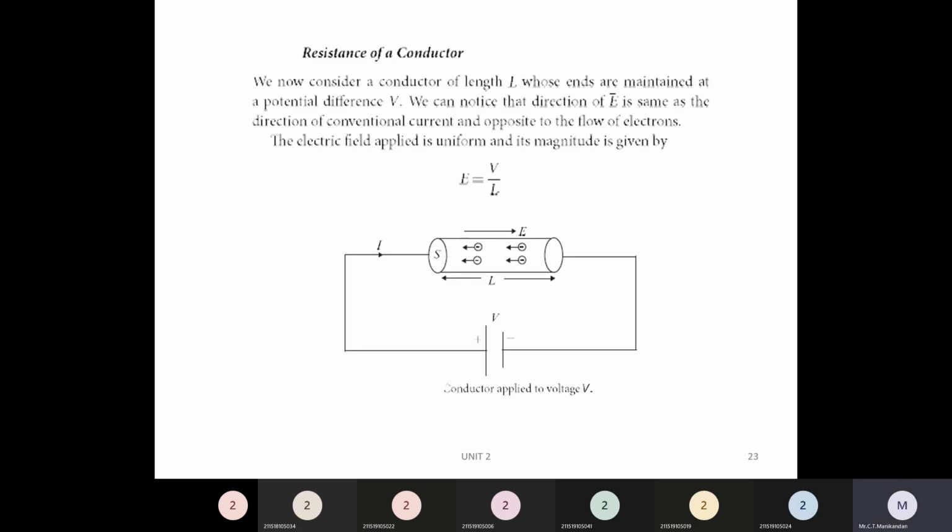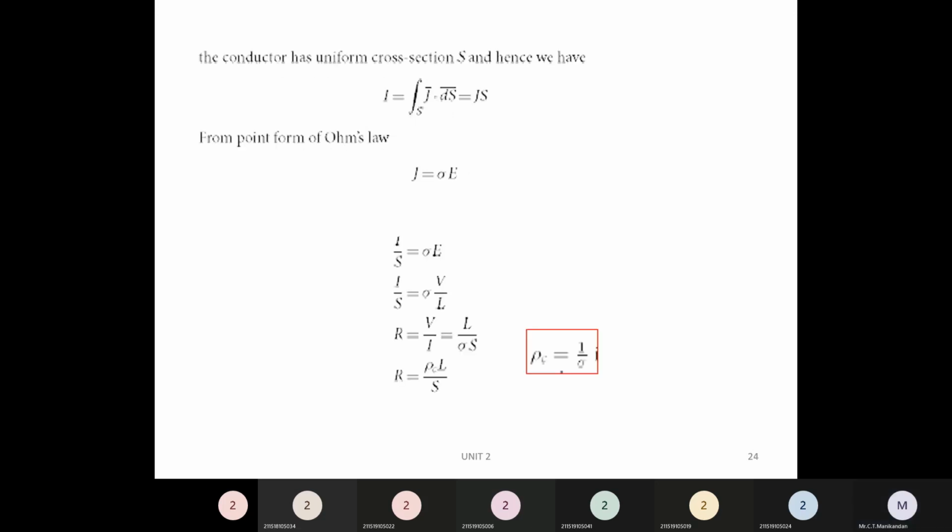Then if you go for the resistance of the conductor, you already know the concept that E equal to V by L. Electric field is given by potential by distance. Let us assume the conductor is applied with a voltage V and the current I is passing through it. An electric field will be produced. So we can have the relation of resistance along with the electric field here.